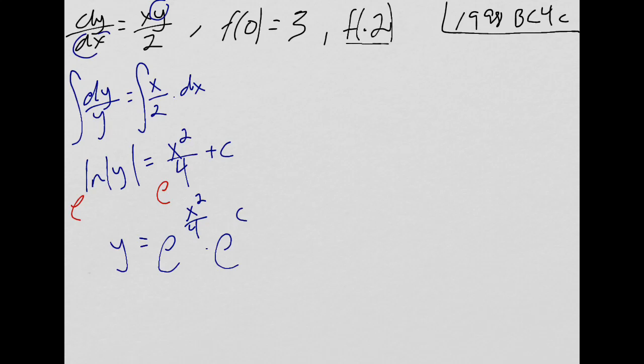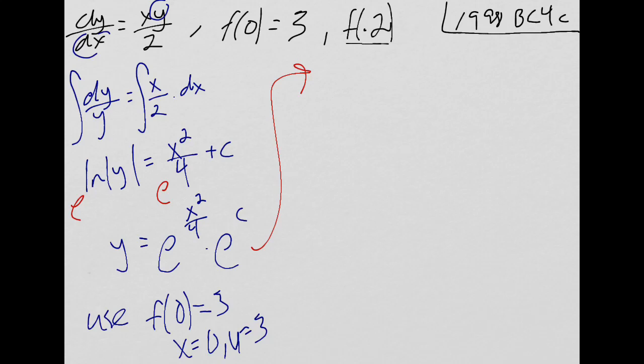From here, I can use the fact that f of 0 is equal to 3. That means x equals 0 when y is equal to 3. So I'm going to make this a 3, and this is 0. So that swings up here and gives me 3 on the left side equals e to the 0 squared over 4, which is really just e to the 0, times the e to the c, which stays the same. I know that e to the 0 is 1, so that just tells me that e to the c is equal to 3.